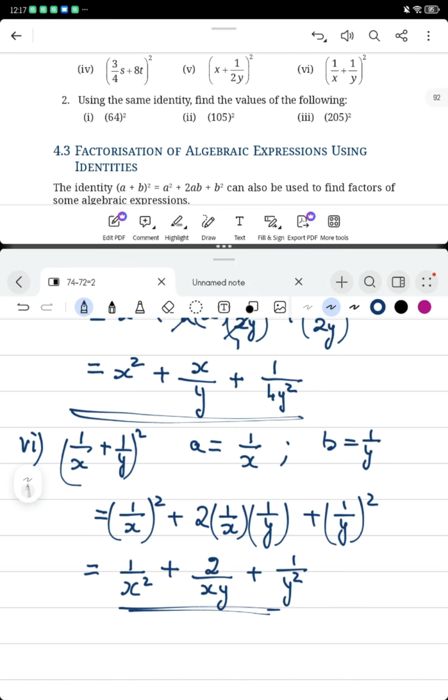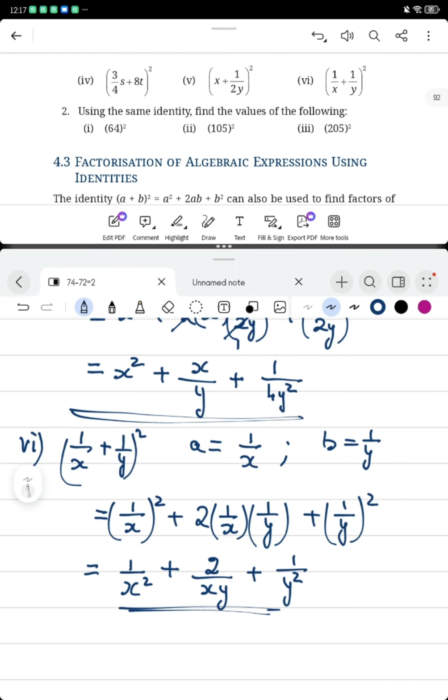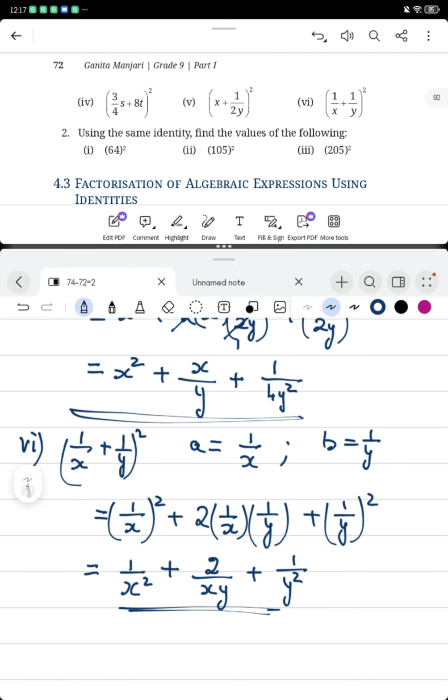Now let's move on to the second question. Second question, here it is using the same identity.